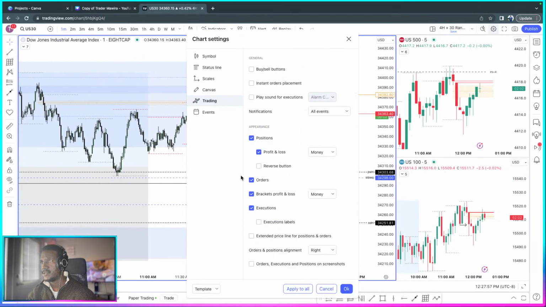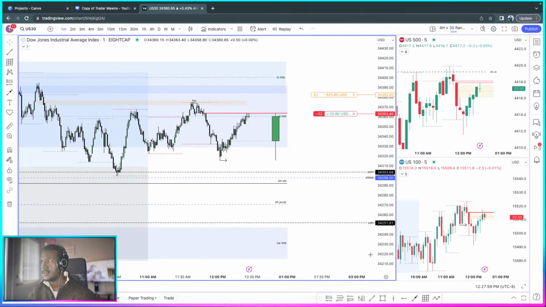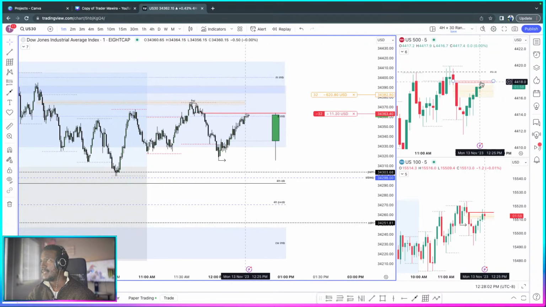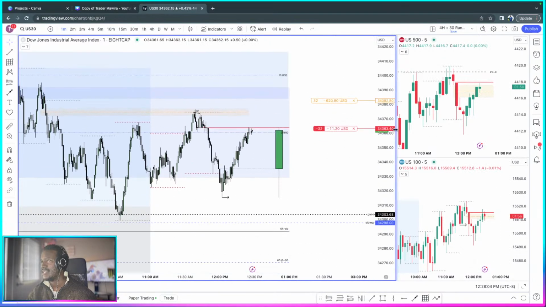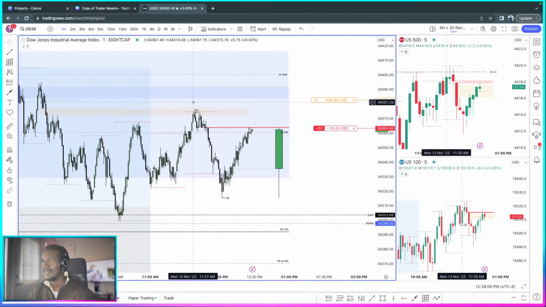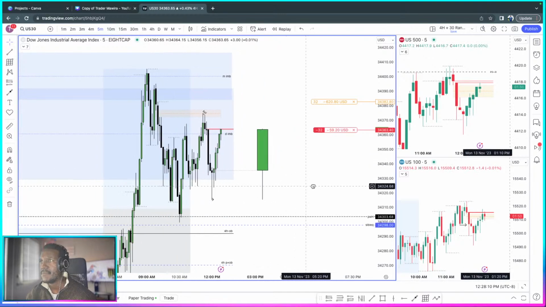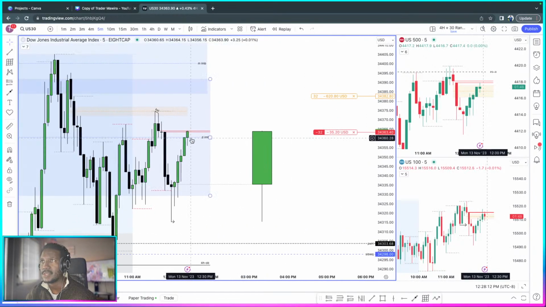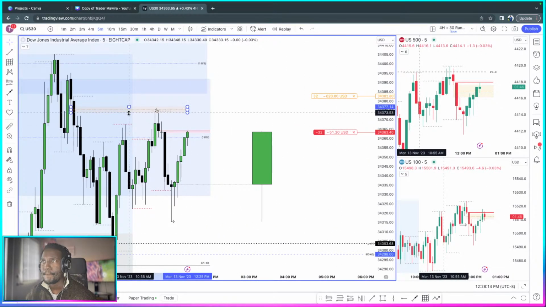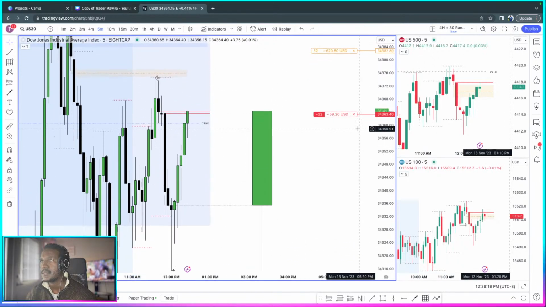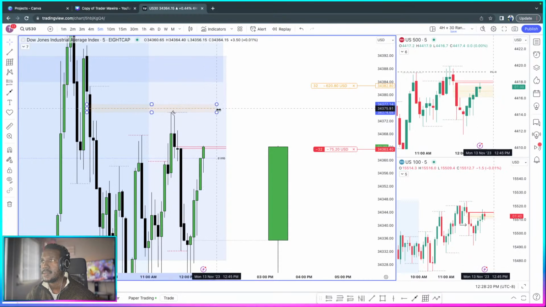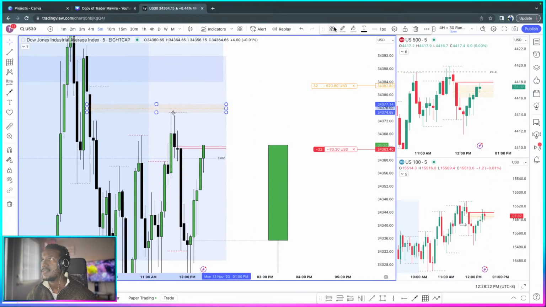Let's get rid of those executions. I like how we're rejecting from that point. Doesn't mean that they still won't come up to this high, so we have to be careful on that. Going back to the 5 minute, we do have unfinished business here, so let me update that. I think that is where we could be coming back to. That is unfinished business.